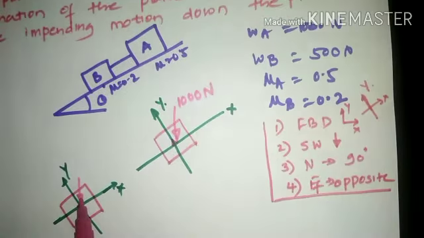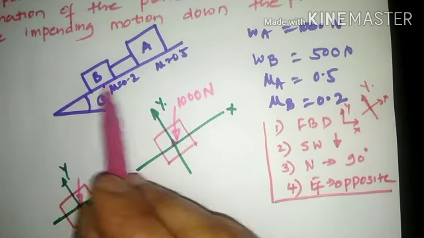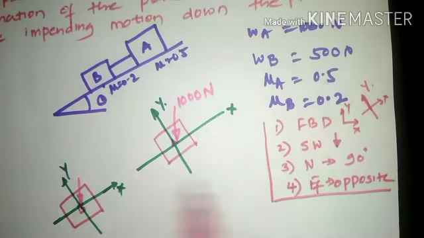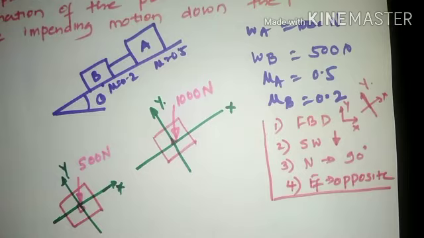Similarly, the name of this particular block is block B, and its self-weight is 500 Newton. So mark this self-weight as 500 Newton.